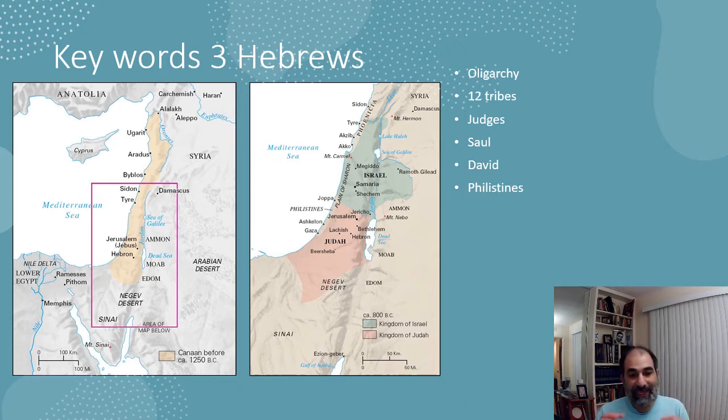What do I want you to get out of this lecture on the Hebrews? There are two big things I want you to know, and I'll explain the map and the colors and the words in a minute. But let's get through the objectives. Number one, the first thing I want you to know about the Hebrews is their political history, right? What's the political history, their rulers, and all of that.